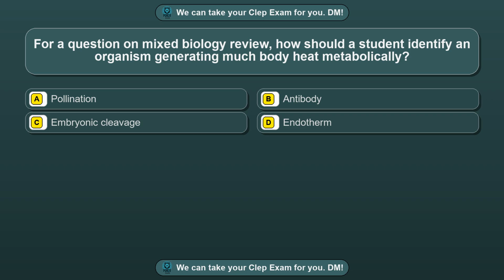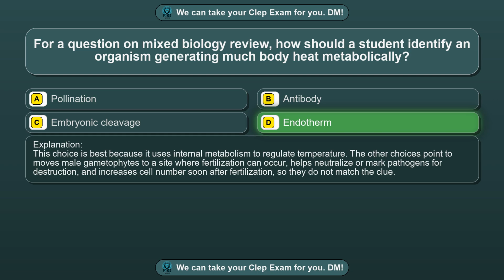Question 79. For a question on mixed biology review, how should a student identify an organism generating much body heat metabolically? Option A, pollination. Option B, antibody. Option C, embryonic cleavage. Option D, endotherm. The correct answer is option D, endotherm. This choice is best because it uses internal metabolism to regulate temperature. The other choices point to moves male gametophytes to a site where fertilization can occur, helps neutralize or mark pathogens for destruction, and increases cell number soon after fertilization, so they do not match the clue.